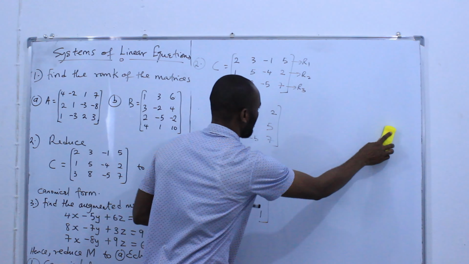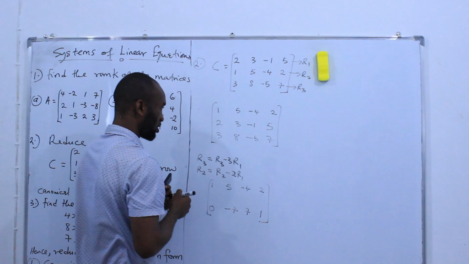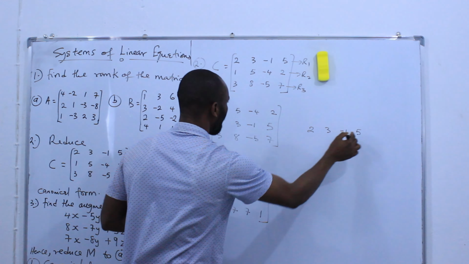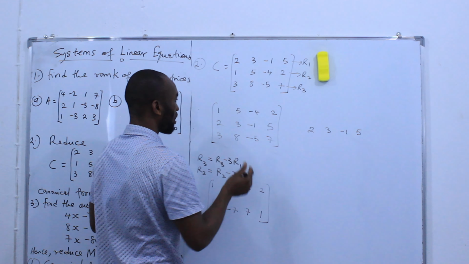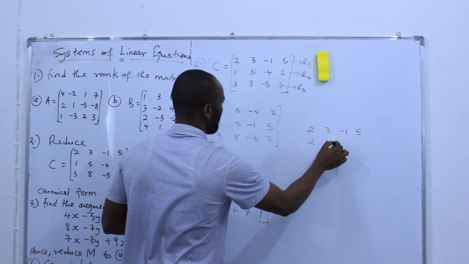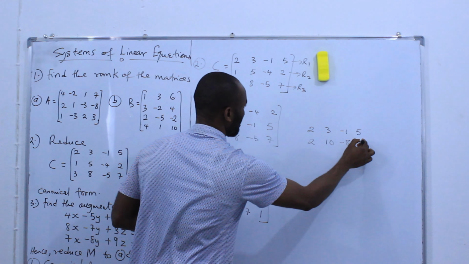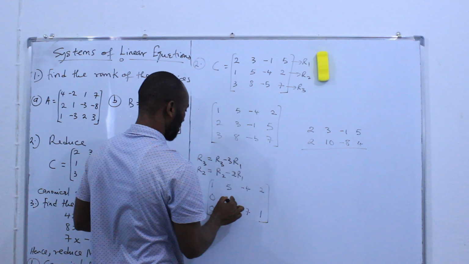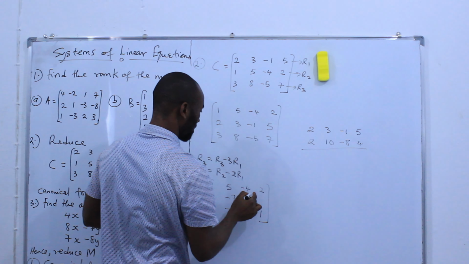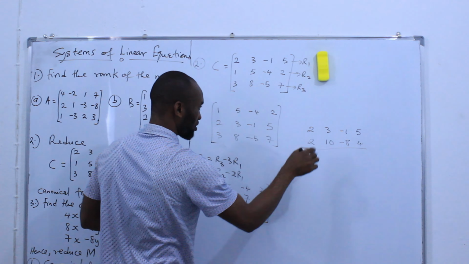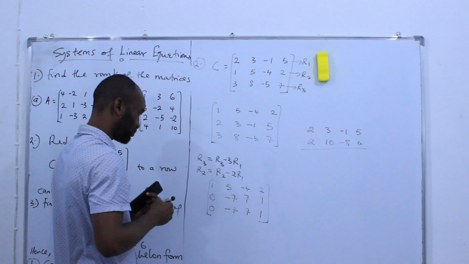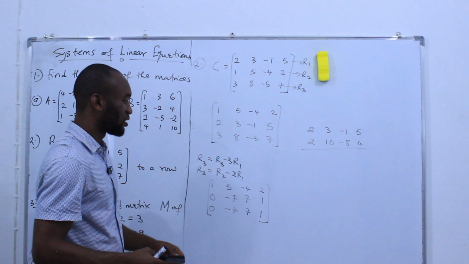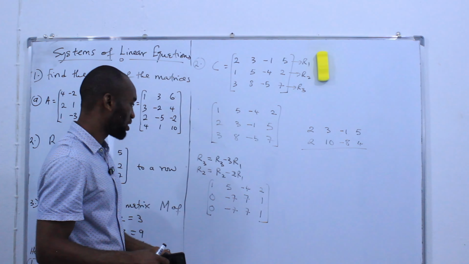Next, we're going to look at this other operation. R2 is 2, 3, minus 1, 5. And then 2 R1 is 2, 10, minus 8, and 4. If you subtract this, you have 0. Subtract this, you have minus 7. Subtract this, you have 7. And subtract that, you have 1. Wow. We have two rows that look alike here. So we can just choose this one, and this one becomes a 0 row.